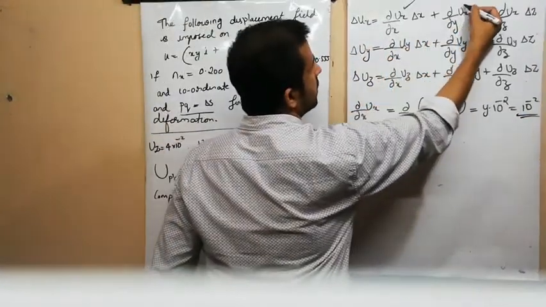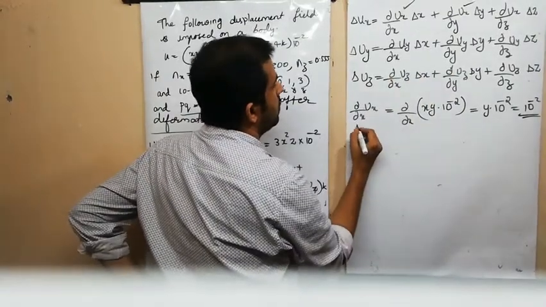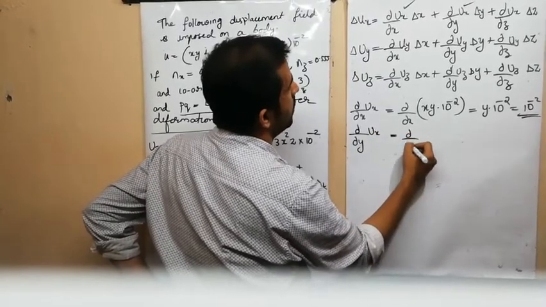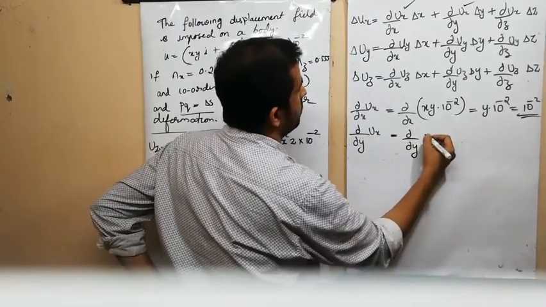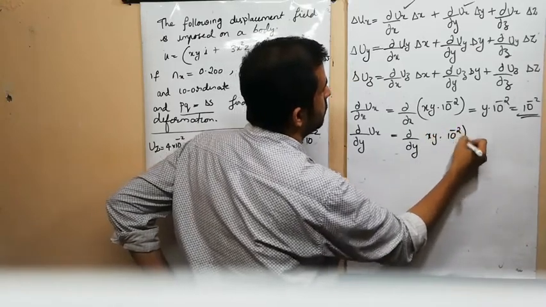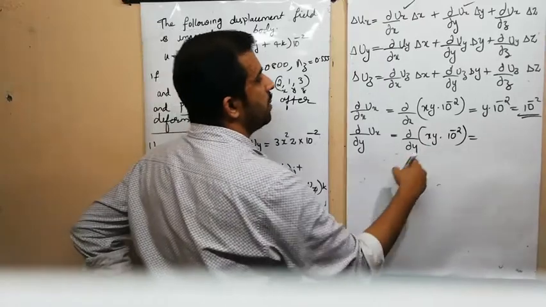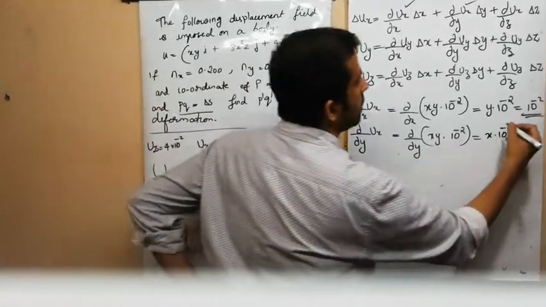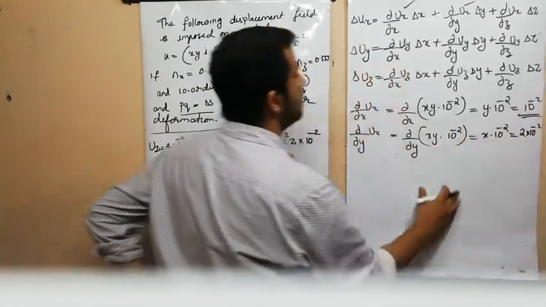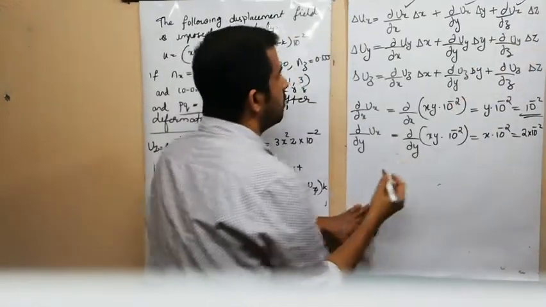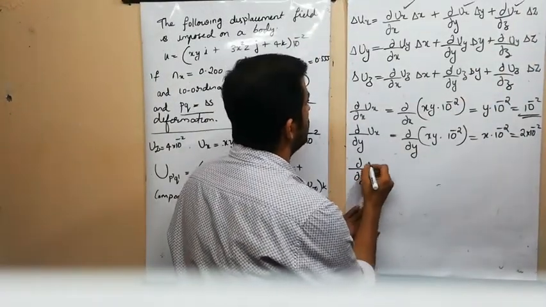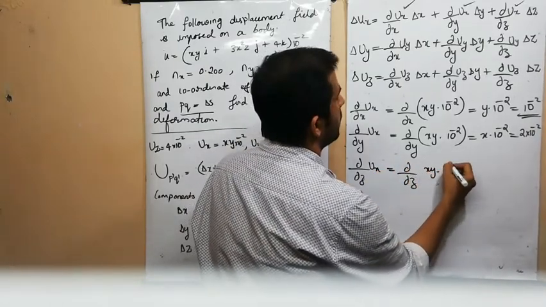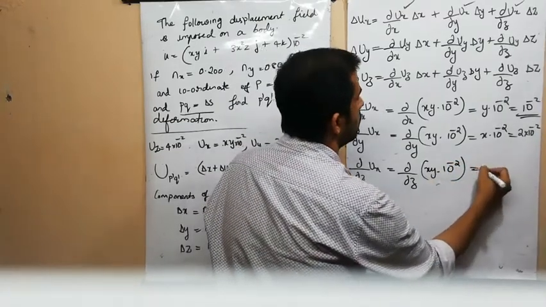Going to the second term, dou by dou y of ux, that is dou by dou y of xy into 10 power minus 2. With respect to y, we have x into 10 power minus 2. X is equal to 2, so that is 2 into 10 power minus 2. Now the third term, dou by dou z of ux. There is no z in xy into 10 power minus 2, so this is equal to 0.